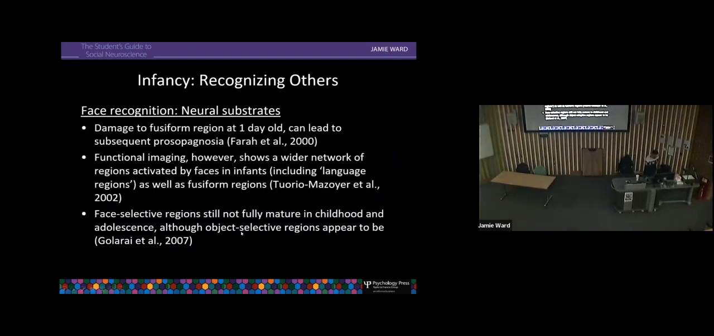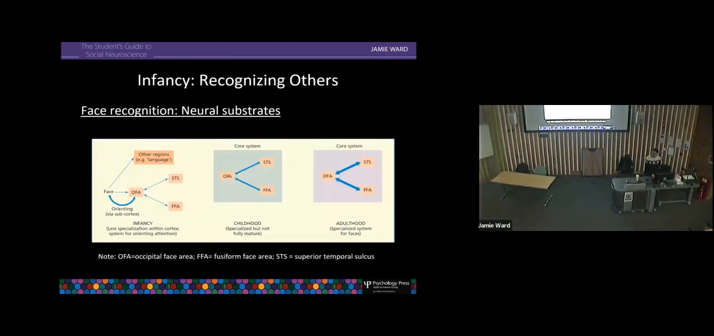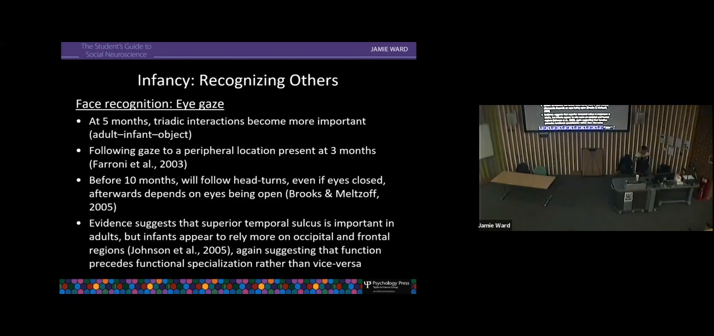This study here showed that actually face-selective regions mature later than object-selective regions. Whether that's because the task in faces is individuating particular individuals, and with objects it's not really so.